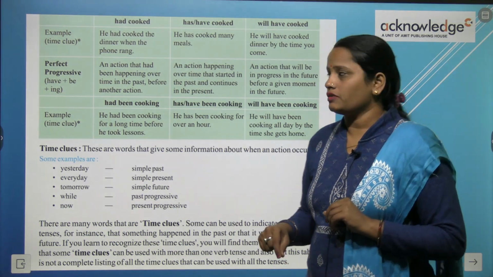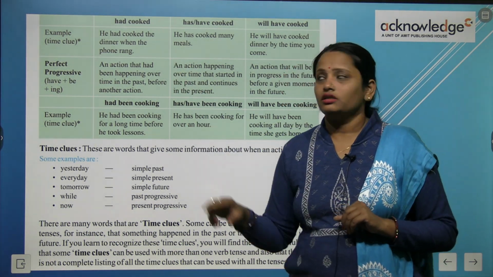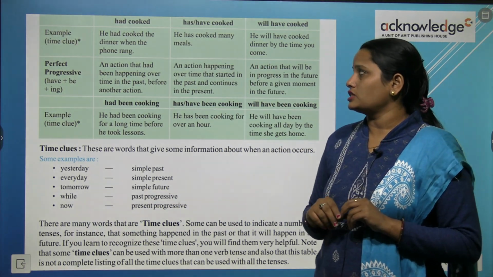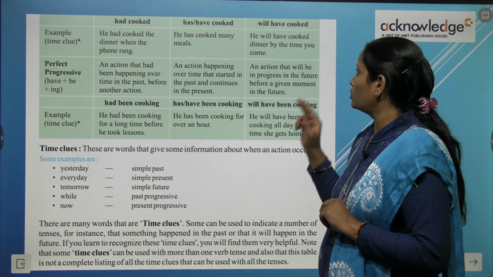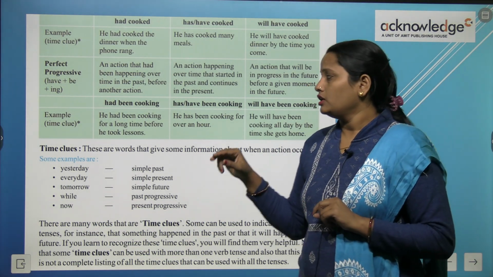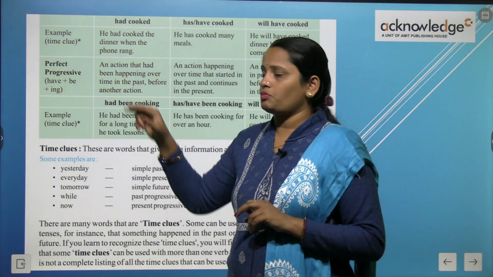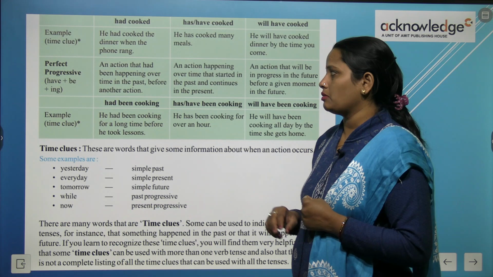Now the example is given here. He had cooked the dinner when the phone rang. And he has cooked many meals. He will have cooked dinner by the time you come. Now let's read about perfect progressive tense. Perfect progressive tense के बारे में पढ़ेंगे.